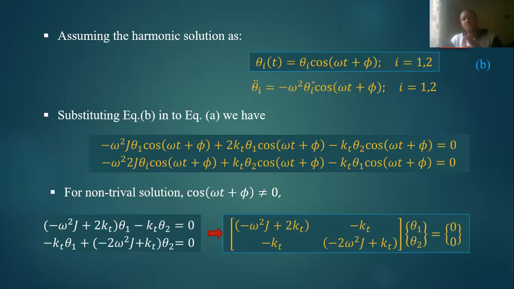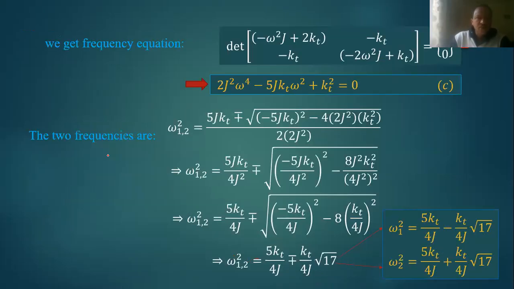Now, assuming a harmonic solution and substituting this harmonic solution into the main equation, we get this equation. From that, we can find the characteristic equation by setting the determinant of this part equal to 0. The determinant of this being equal to 0 gives us the characteristic equation, the characteristic or frequency equation.